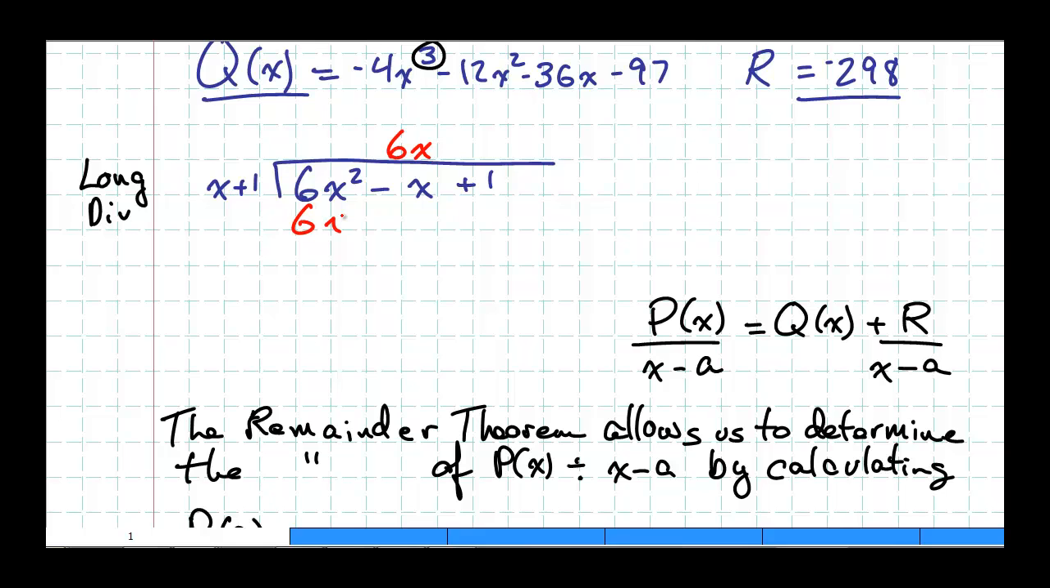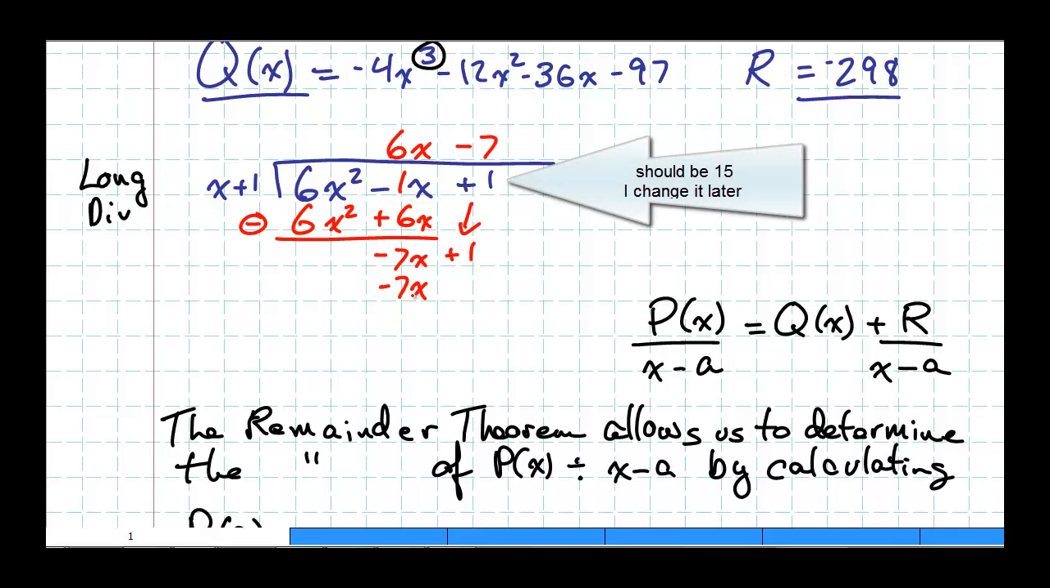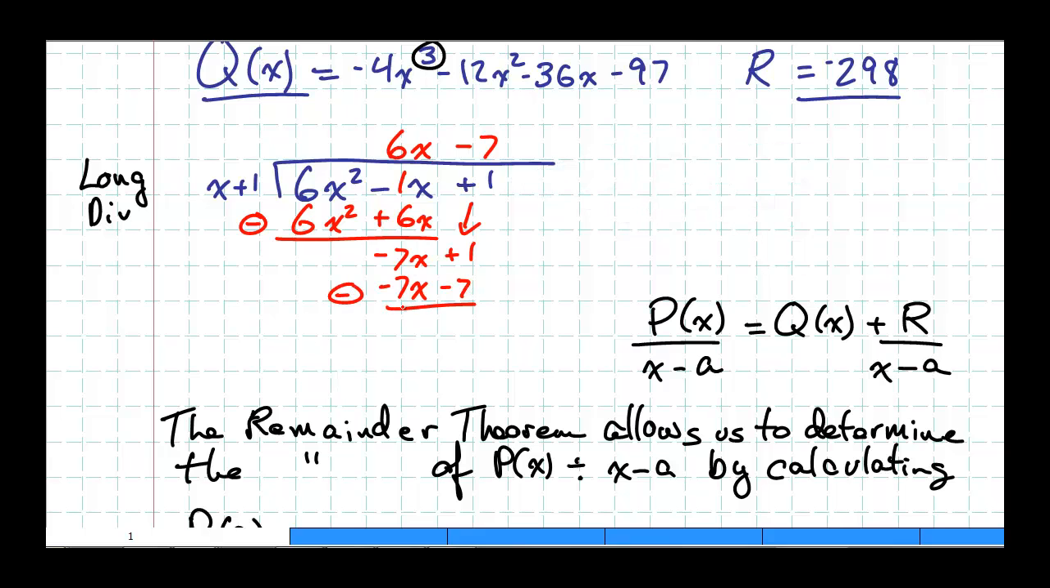6x times x is 6x squared, and 6x times 1 is positive 6x. Of course, we subtract those. 6x squared minus 6x squared is 0, and negative 1x minus 6x is going to be negative 7x. What do we multiply x by to get negative 7x? Negative 7. And sorry, don't forget to carry down the 1. Negative 7 times x is negative 7x, and negative 7 times 1 is negative 7. We subtract those again, those cancel. And 1 minus negative 7 is like saying 1 plus 7, which is 8. So we get a remainder of 8.